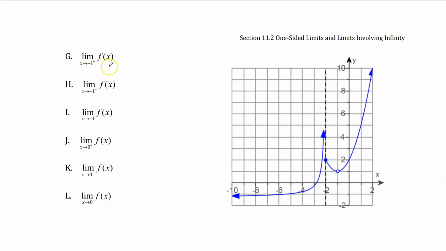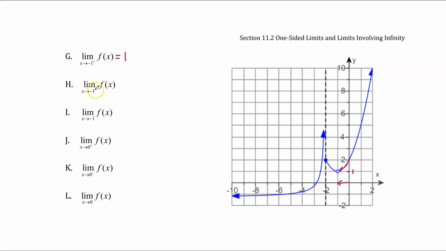Next, let's evaluate the limit of the function as x approaches negative 1 from the right. So this is negative 1. We look at the behavior of the function at the right side of negative 1. As x approaches negative 1 from the right, the values of your function will approach that value, and that is y equals 1. So therefore we say that the right-hand limit is equal to 1.